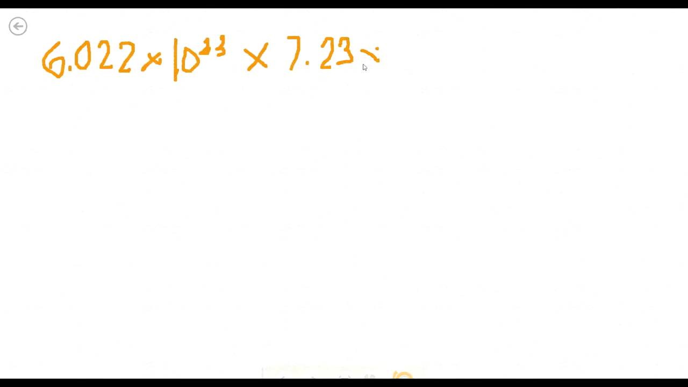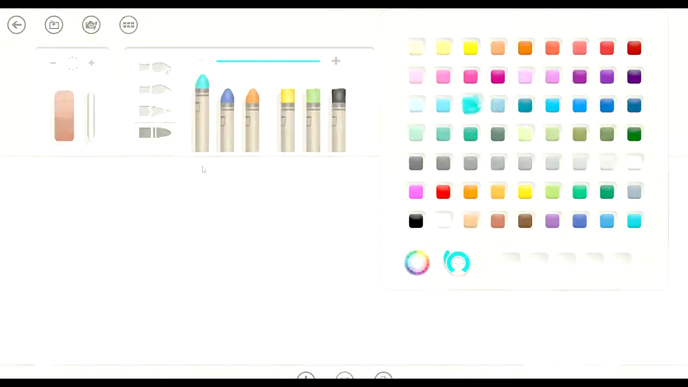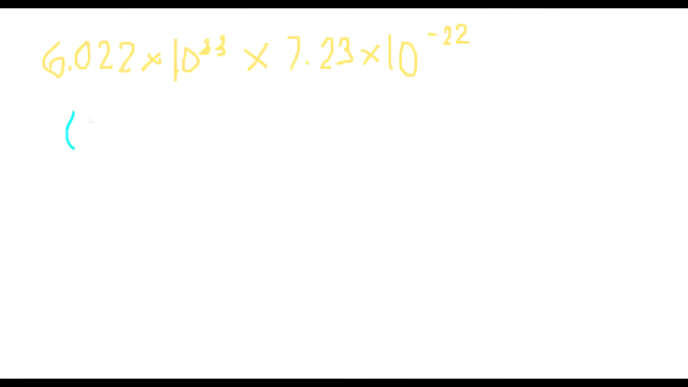Okay, let's say we're going to multiply Avogadro's number. So we know that 6.022 times 10 raised to 23, multiplied by some real small number, let's say 7.23 times 10 raised to negative 22. This is really a small number, but the multiplication when you do it in scientific notation is actually fairly straightforward.